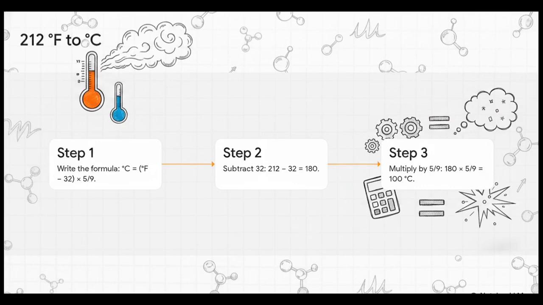Now let's throw it in reverse and see how this builds. Let's take the Fahrenheit boiling point and prove that it gets us right back to the Celsius boiling point. Step 1, write down our orange formula. Celsius equals Fahrenheit minus 32, all multiplied by 5 over 9. Remember our mental hook from earlier? We subtract first. Step 2, 212 minus 32 is exactly 180. Step 3, we multiply. 180 times 5 is 900, divided by 9 equals exactly 100 degrees Celsius. See, the math works out perfectly.